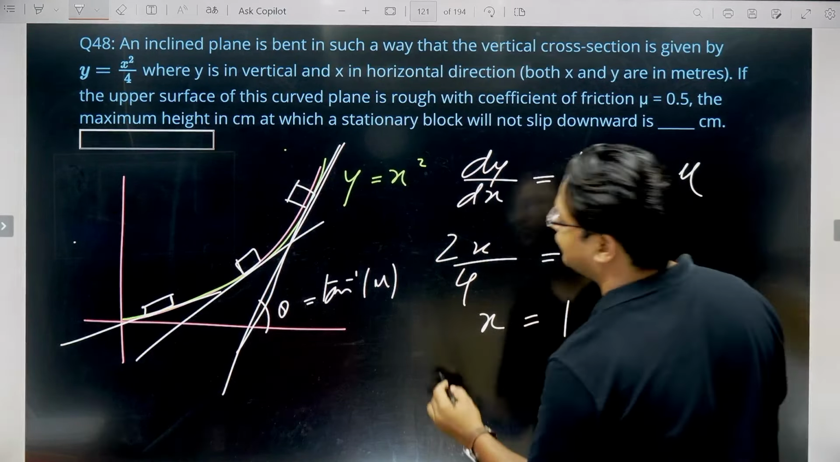Now the question is asking us the value of y in centimeter. So 25 would be the right answer. Getting this, everyone? 25 is the right answer to this one.